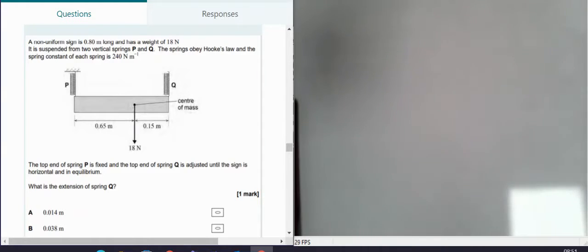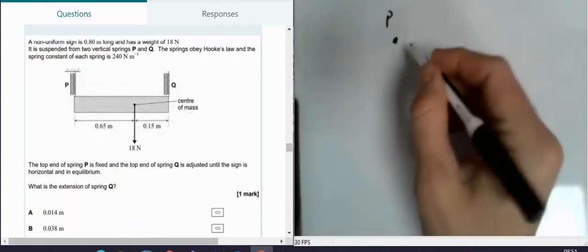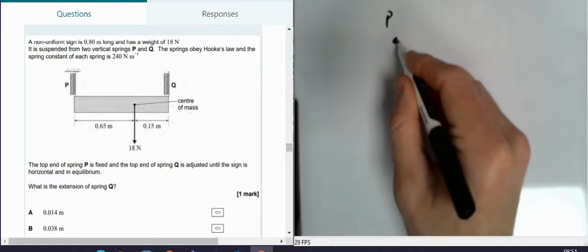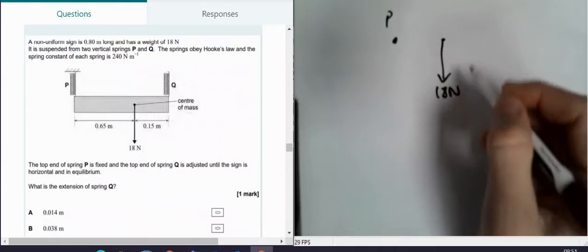So I know that there's a force at P, and I know it's in equilibrium. So I'm going to take moments about P, because I don't need to find out what the force is at P. So I'm going to take moments about P and then solve to find out what the moment must be at Q.